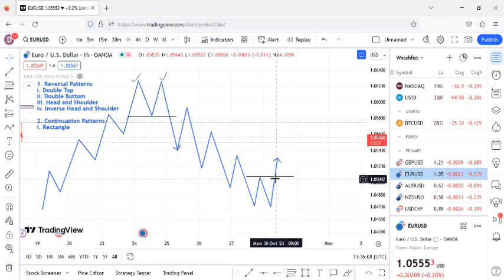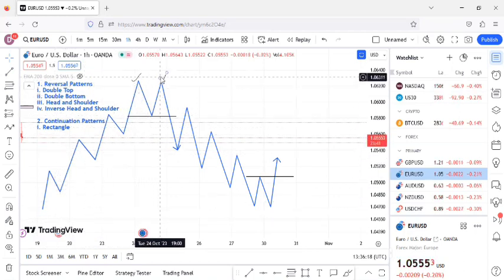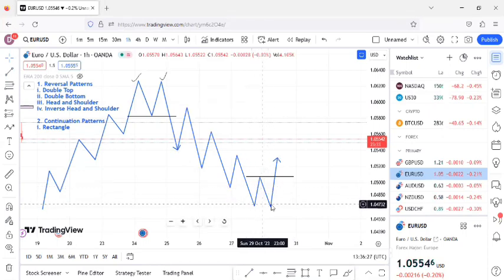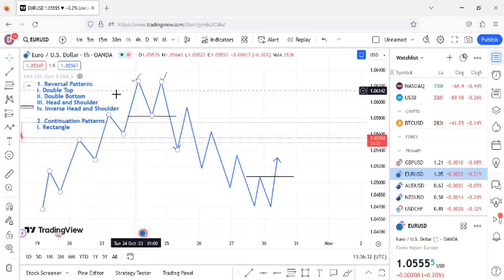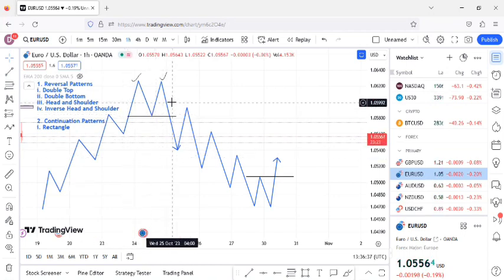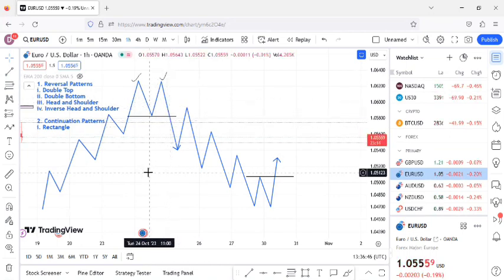I'm about to explain how to make use of them. So that is double bottom. At the top of an uptrend, you have a double top. At the bottom of a downtrend, you have a double bottom. Now, remember, I'm talking about reversal patterns, the patterns that tell you that a trend is reversing. So that is how you know that a trend is reversing, using chart patterns.